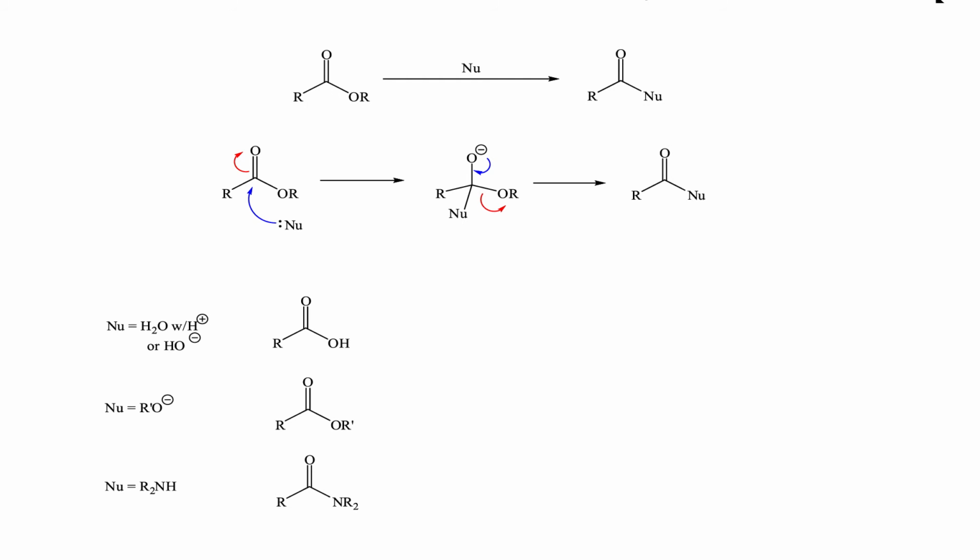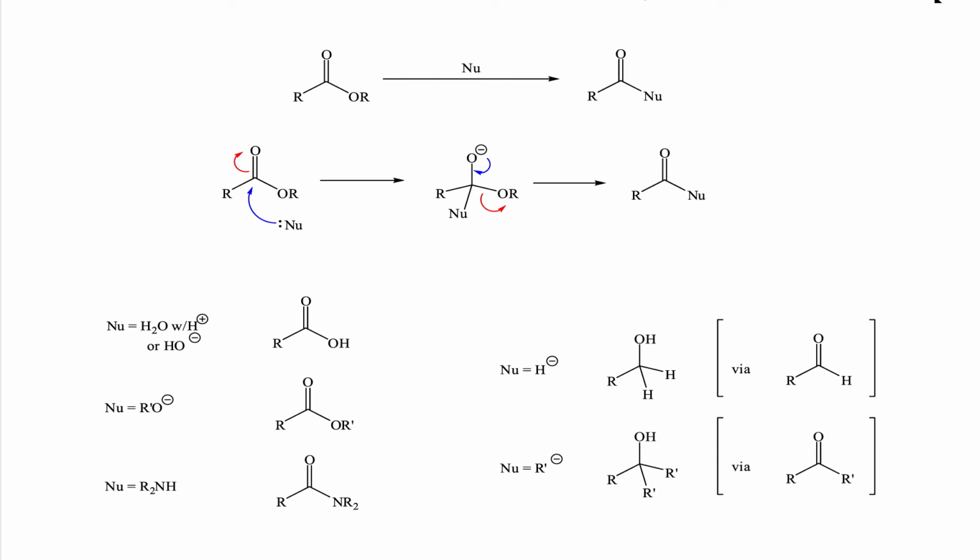And as before, we can also still use the hydrides via the aldehyde to get to a primary alcohol, or we can use Grignard reagents, which will take us through an intermediate ketone to get to a tertiary alcohol. These are still viable, and those mechanisms we've done in detail in the past, so we're not going to cover those again here.